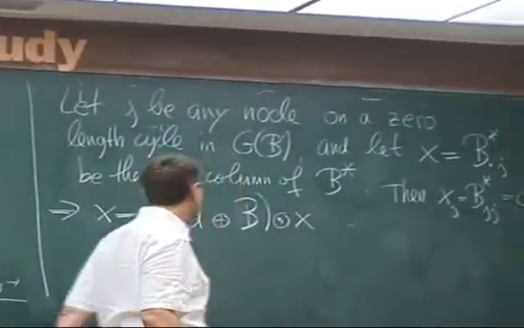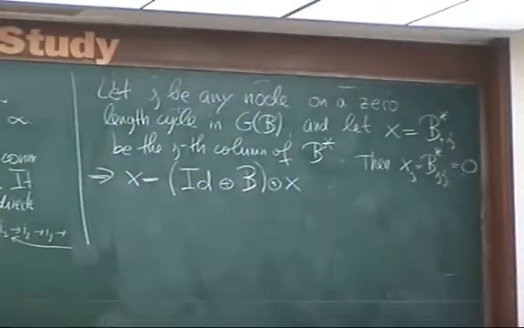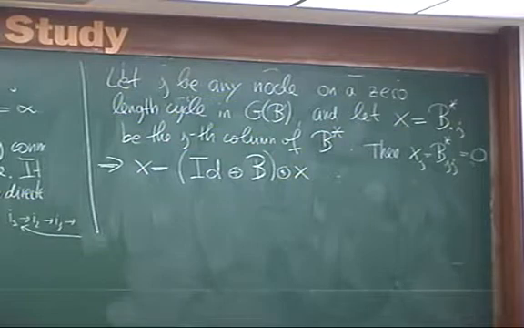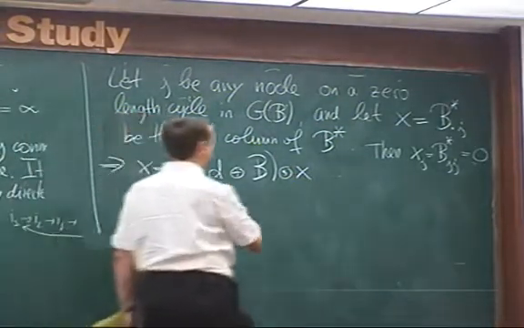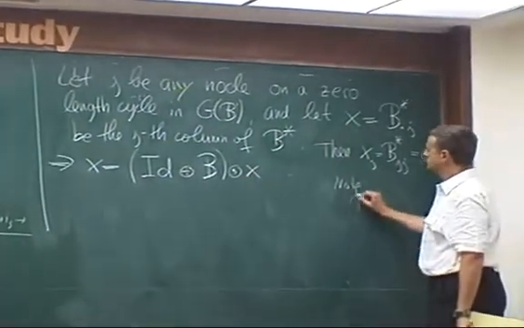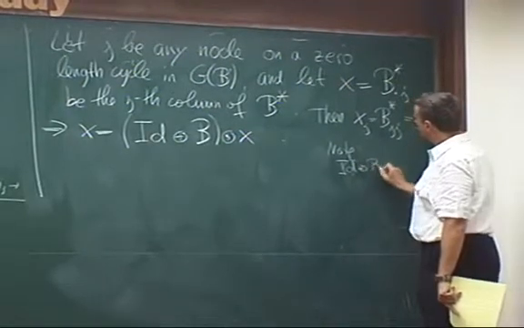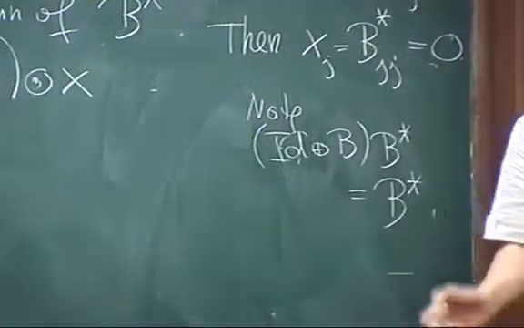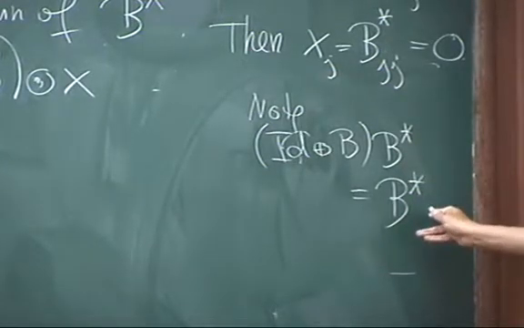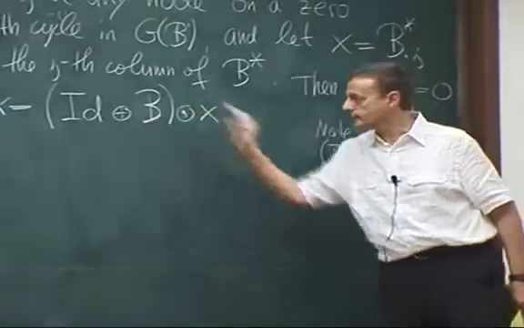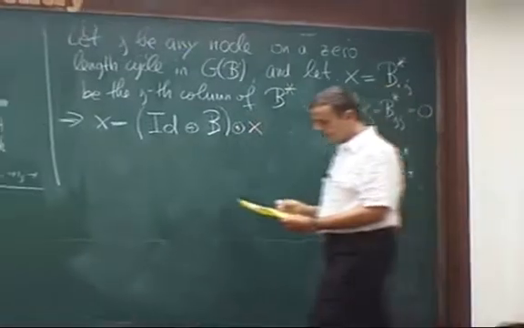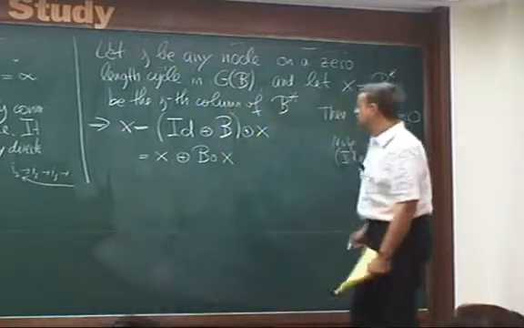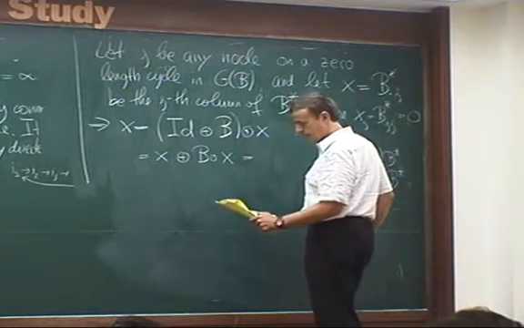Well, the identity times x is x, and b times x. Well, what's x? Well, b times x is a column of b to the n plus 1. Because x is a column, so note, the identity plus b times b star is equal to b star, right? So it's a geometric series, right? So the identity plus b times b star is equal to b star. So therefore, that's true for every column, right? So therefore, x satisfies this equation, but that's equal to x plus b times x, and I claim that that's equal to bx.